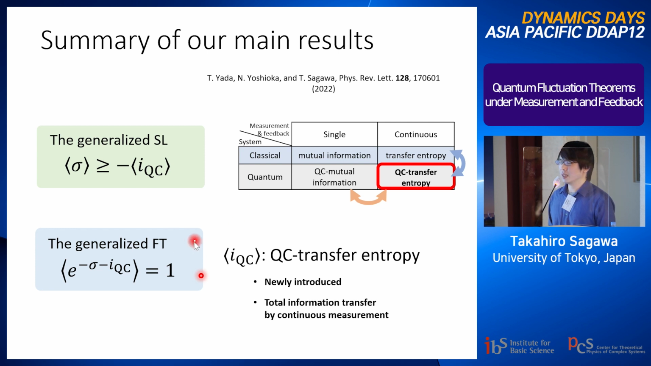Okay, so now, to analyze the thermodynamic properties of such a quantum measurement and feedback continuous situation, we have introduced a new quantum information content that we name the QC transfer entropy. This is the total information transfer by continuous measurement. I will show the definition in the next slide. But anyway, the basic structure of the second law and the fluctuation theorem are the same as in the conventional cases. The entropy production is bounded by minus the QC transfer entropy, and the generalized second law is given by this stochastic QC transfer entropy.